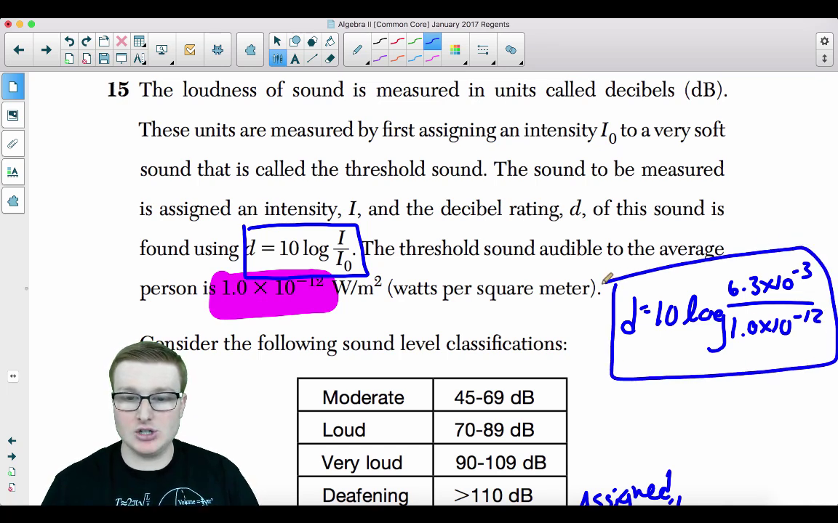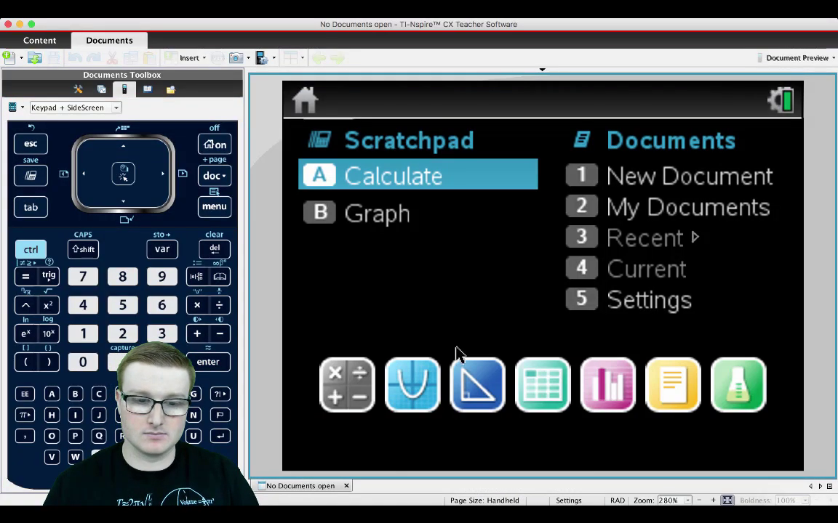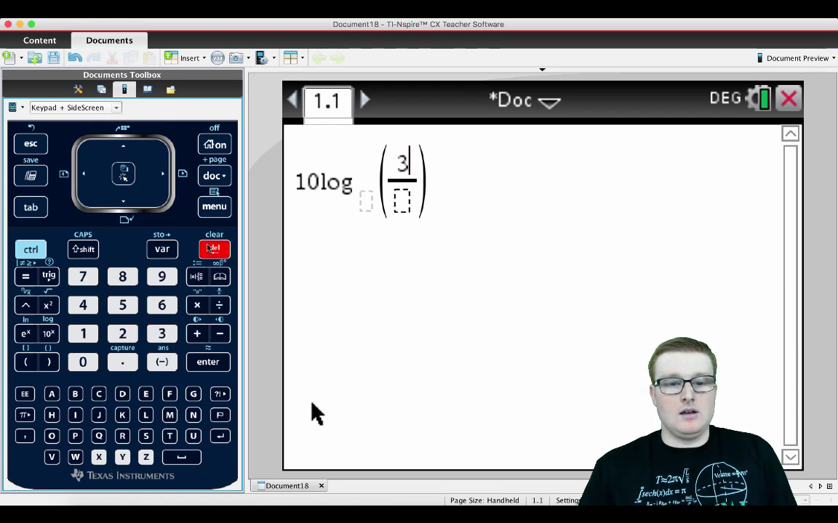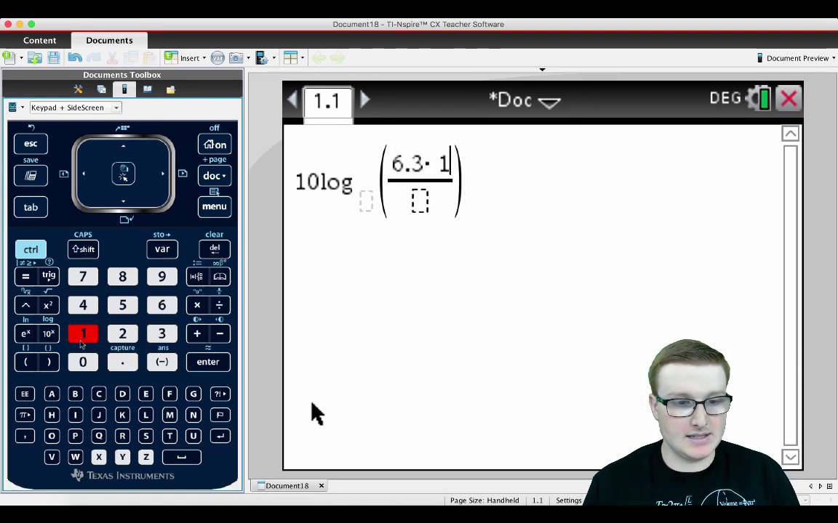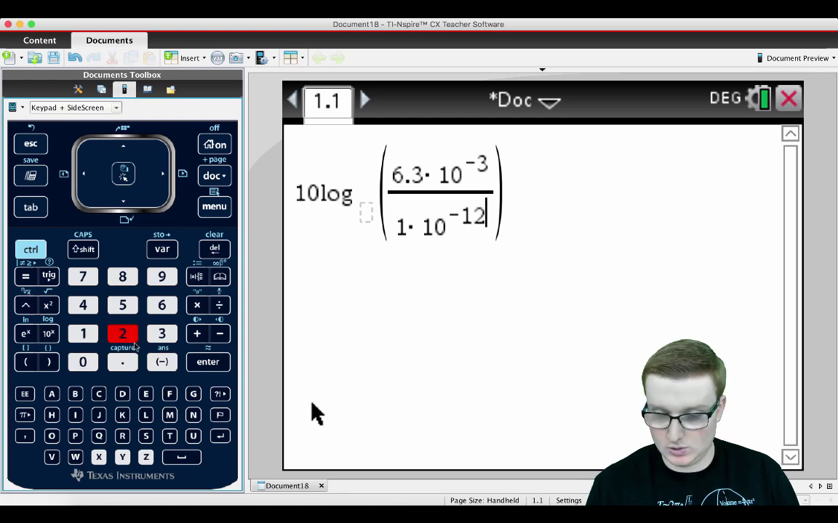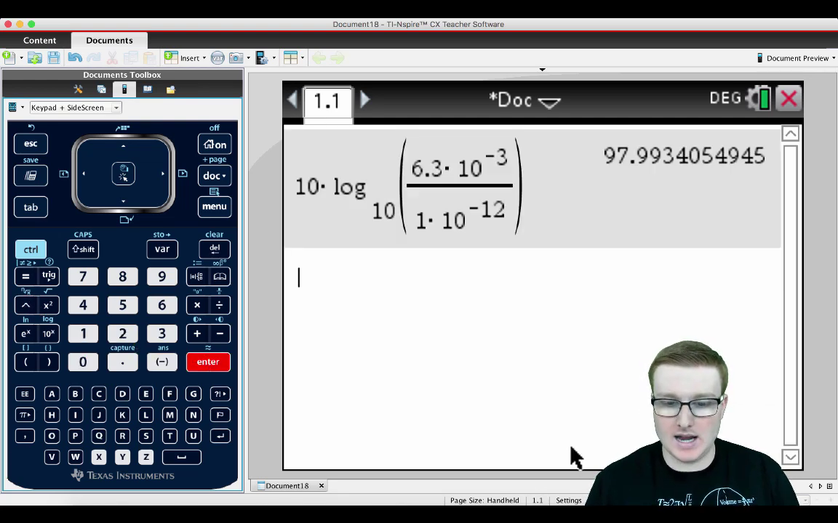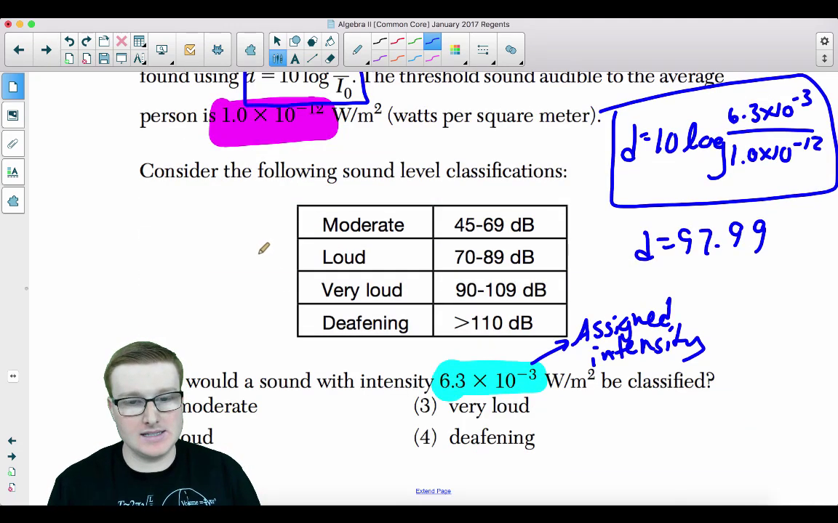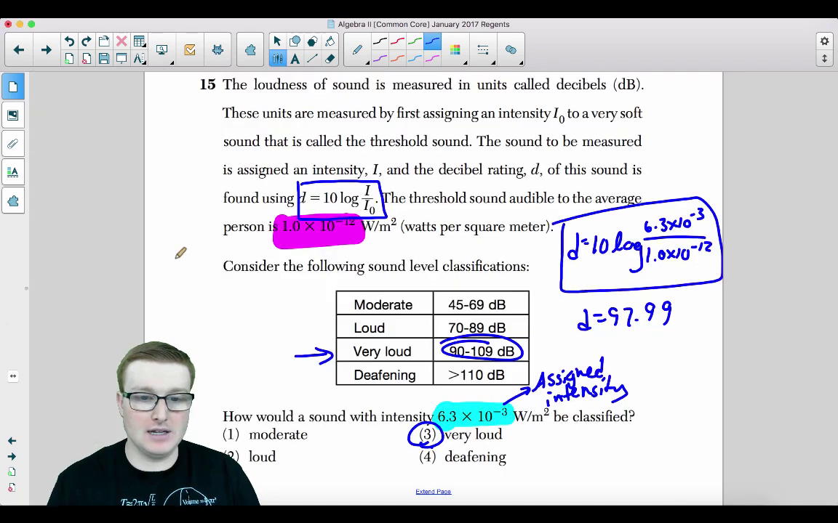What you're going to do is type this into your calculator and see what you get. Nope, got to put a log out front. 10 log, open parenthesis, 6.3 times 10 to the negative third, divided by 1 times 10 to the negative 12th power. Get that answer, 97.99. So D equals 97.99. On the scale, that would be considered very loud. 97.99 is in here. Your answer is choice 3, very loud.